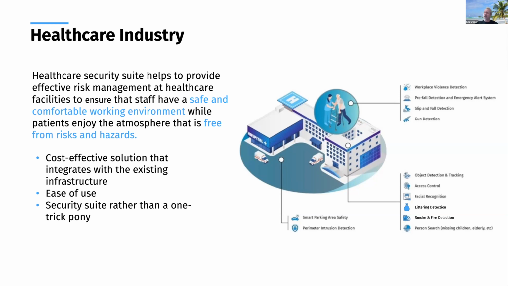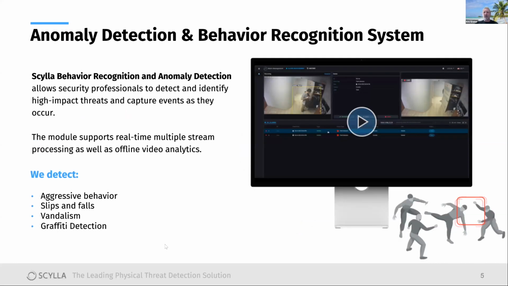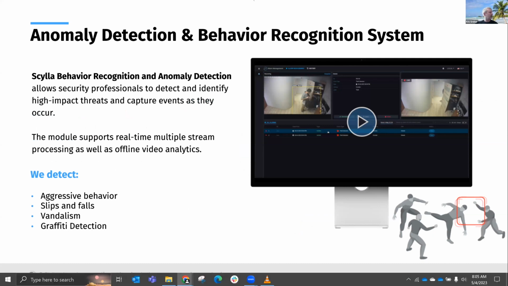So if we go through and talk about some of the different use cases, in healthcare and professional sports and education, each vertical has a little bit of a different challenge that they look for. But to go through and look at some of the behaviors, if we talk about fights, slip and falls, vandalism, graffiti, all of that can be identified by Scylla.